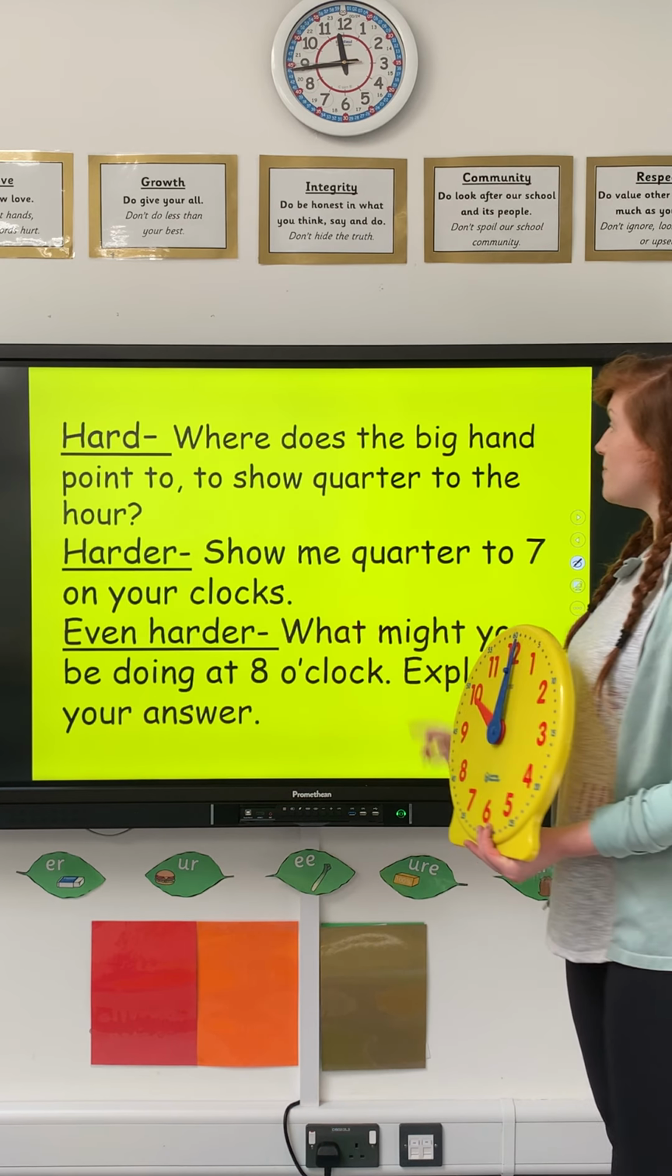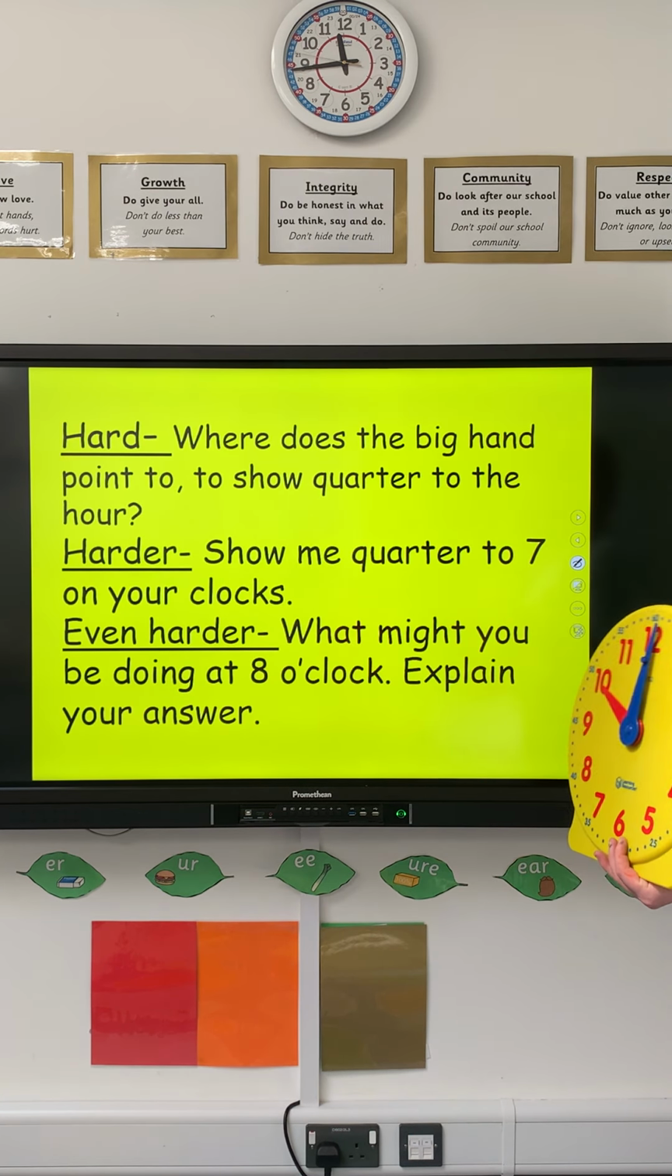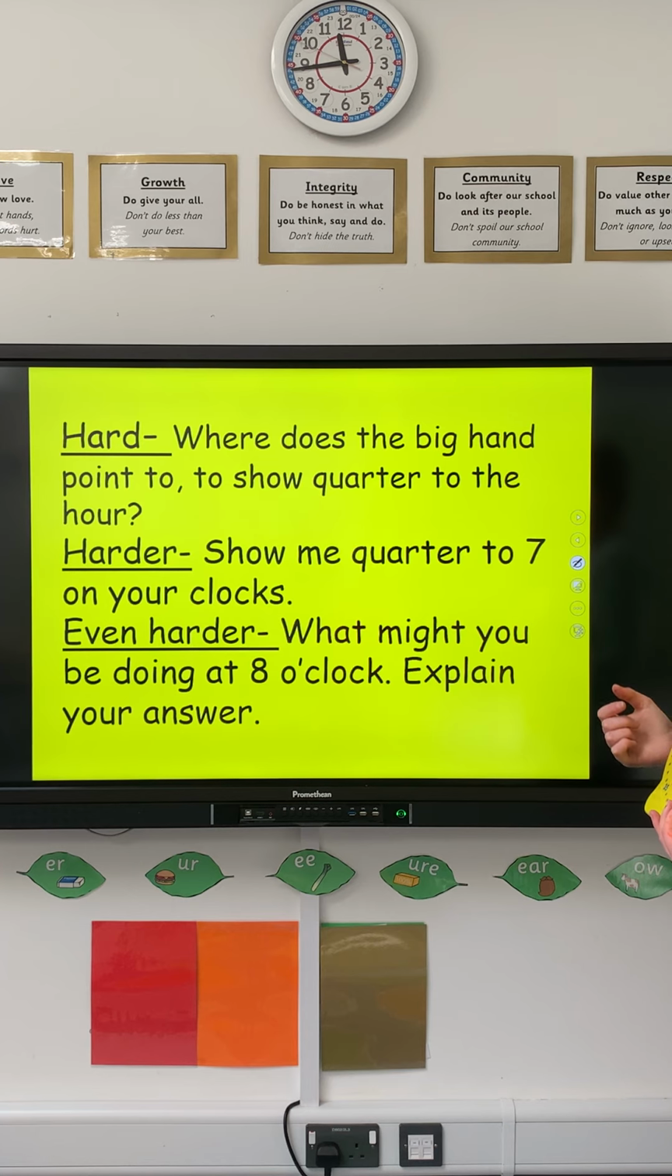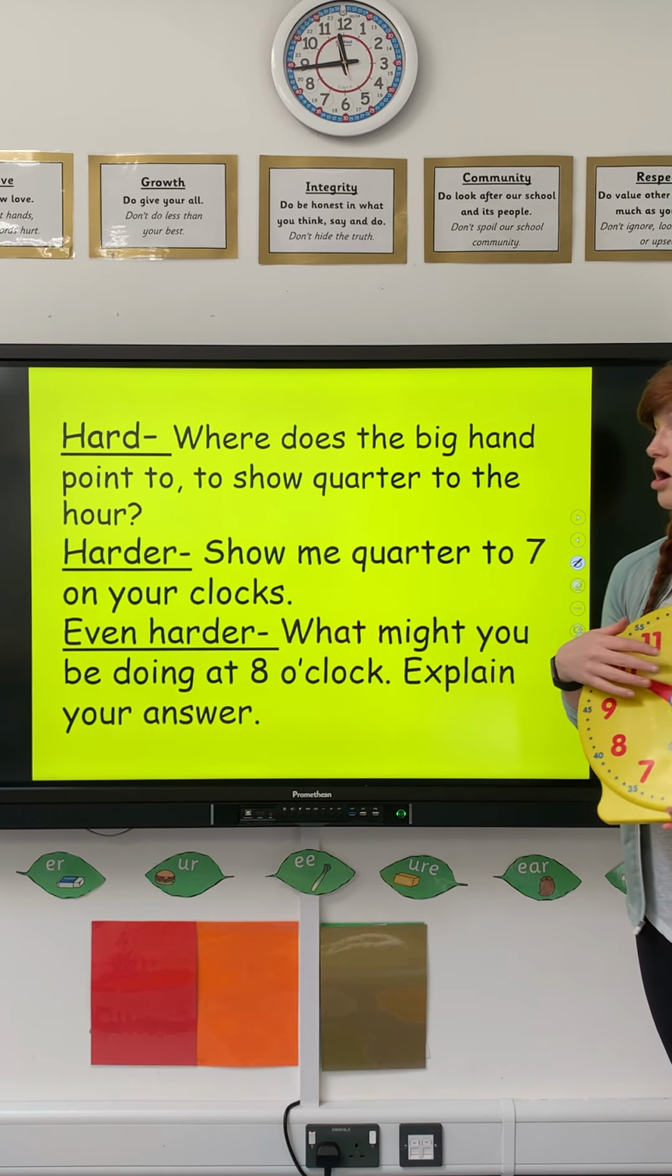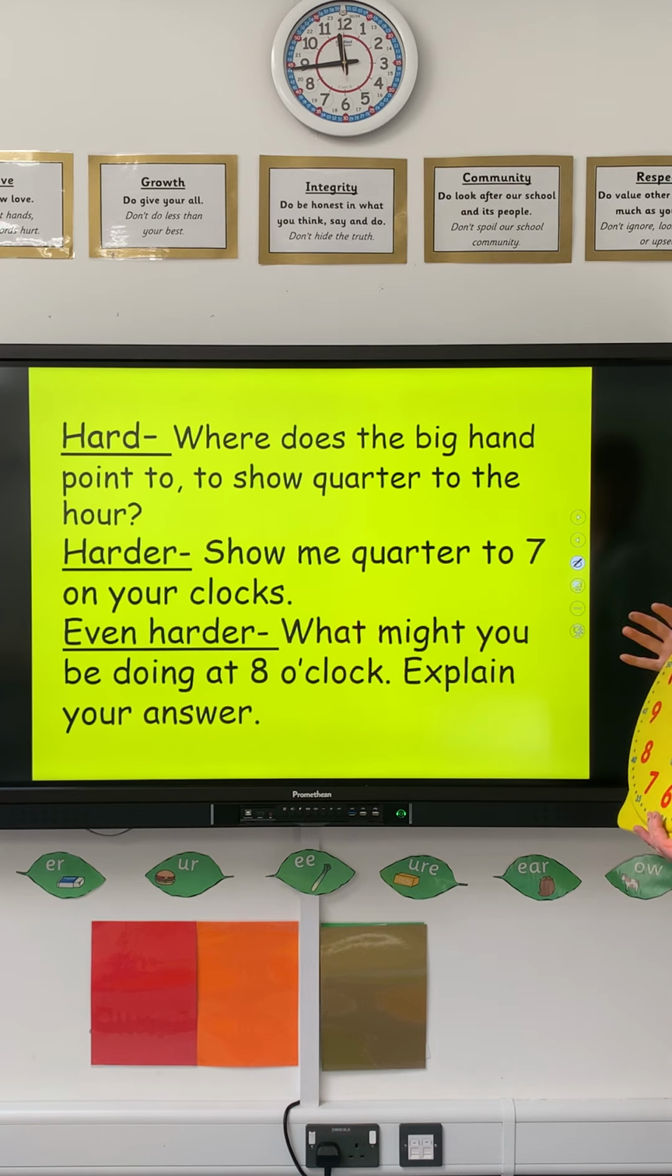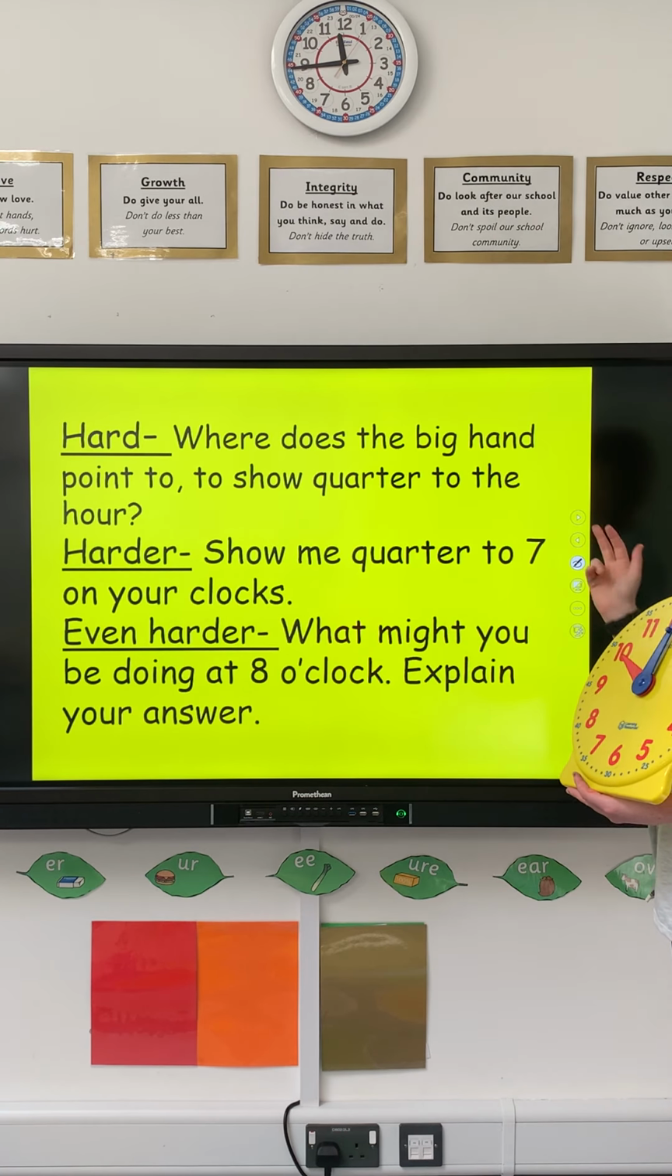Now, these questions are a mixture, looking at quarter past, quarter to, o'clock times, to refresh your memory from the previous lessons. So, have a little go, see whether you can do them, and then we'll go through the answers. So, hard, where does the big hand point to show quarter to the hour? Harder, show me quarter to on your clocks. Even harder, what might you be doing at 8 o'clock? Explain your answer.